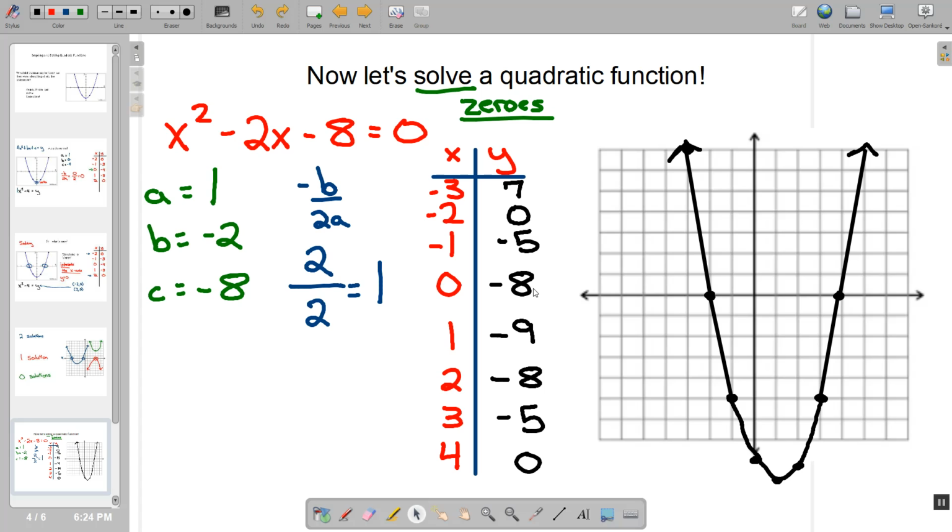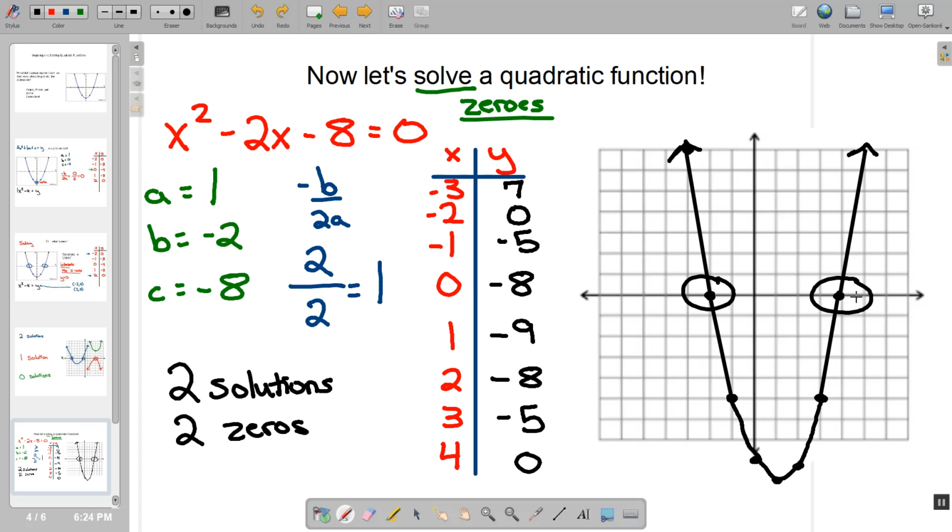Now, for our problem, the last step is let's solve the quadratic function. So this one has 2 solutions because it intersects the x-axis twice, or it has 2 zeros. Now, I spell zeros both ways, so I'm never actually sure which way it's spelled. So I would never take off a point for that one. But it is right here, and it's right here. So this should be at the point -2, 0, and the point 4, 0.